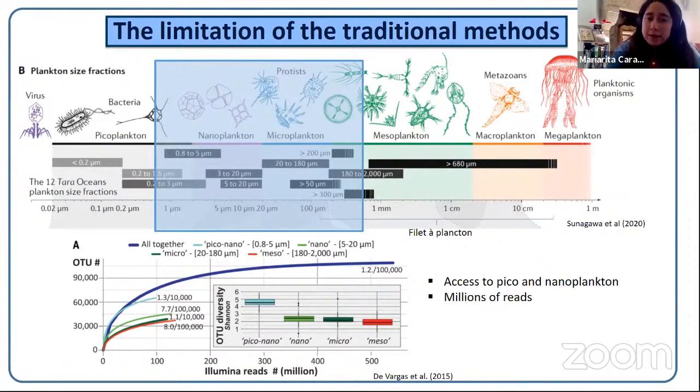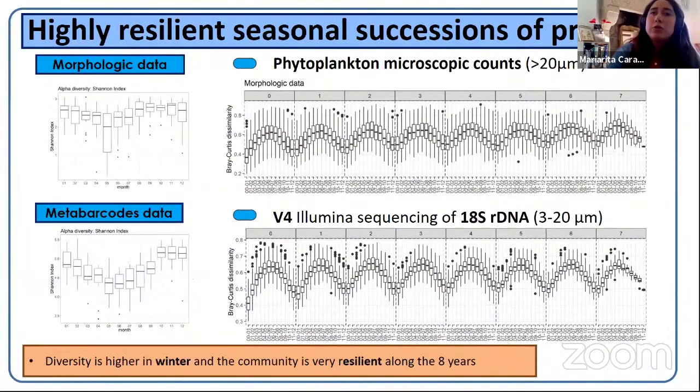In fact, when I compare diversity in my two datasets, we can see that diversity is much higher in the metabarcoding data, because of course for the morphologic data I just have 146 species, but for the metabarcoding data I have more than 25,000 OTUs. And this increases, of course, the diversity.